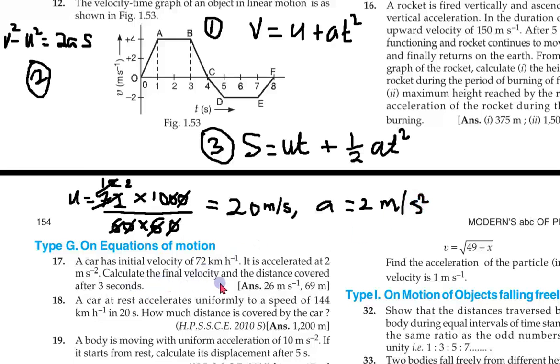Calculate the final velocity and distance covered in 3 seconds. Calculate final velocity, we have to find V. And distance covered, that means S. We have to find V and S. Time is 3 seconds.